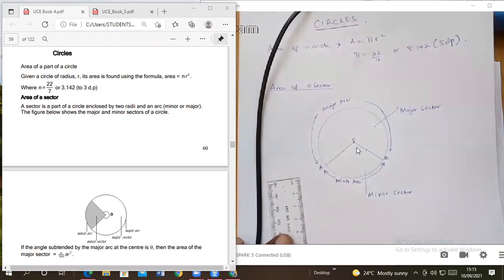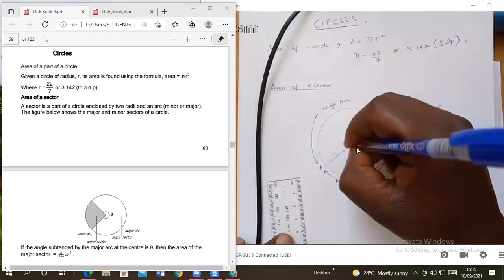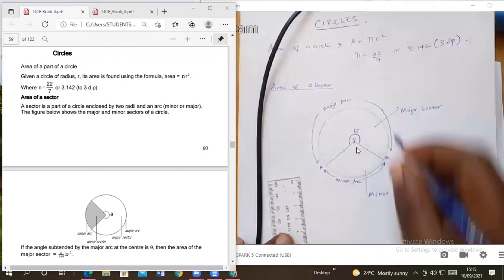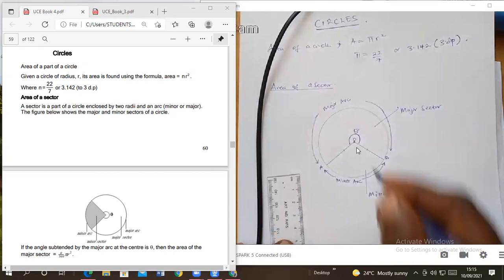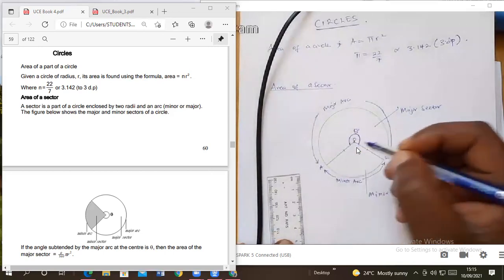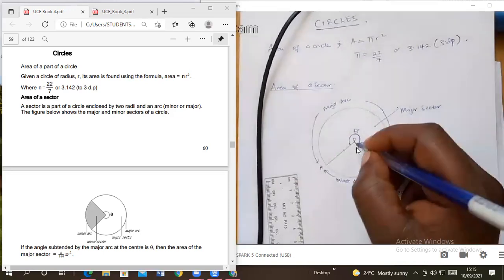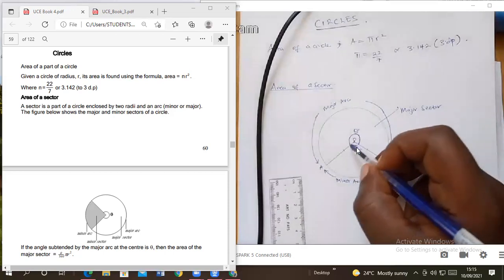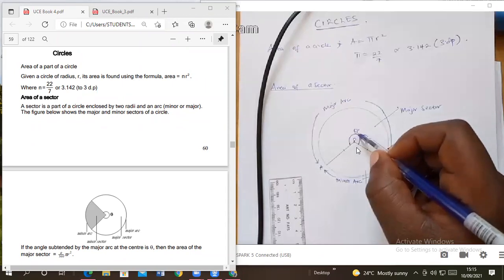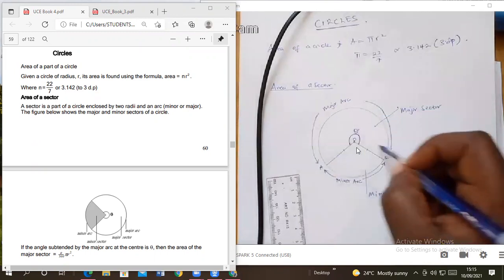Okay. So if there is an angle theta between these two radii, and this angle theta is a reflex angle because it is beyond 180, so it is a reflex angle. So this angle theta here is the angle that subtends this arc by the two radii.